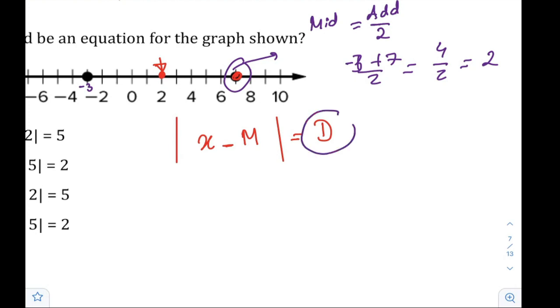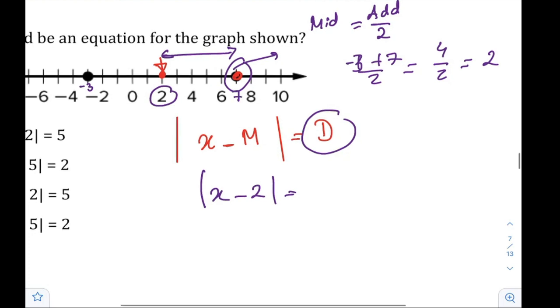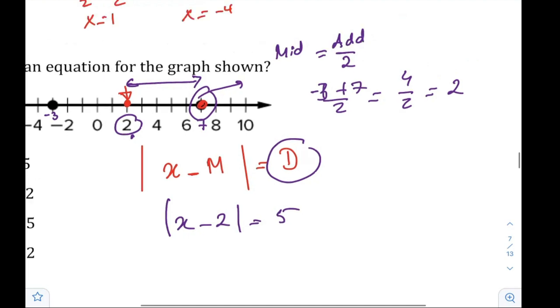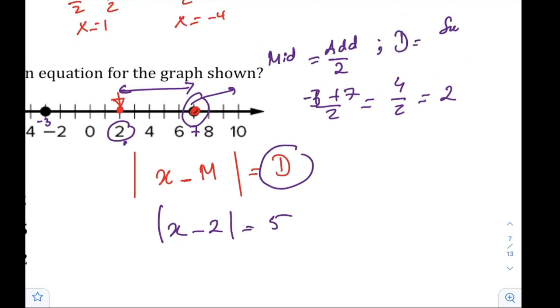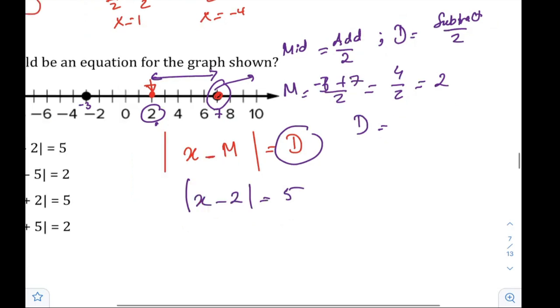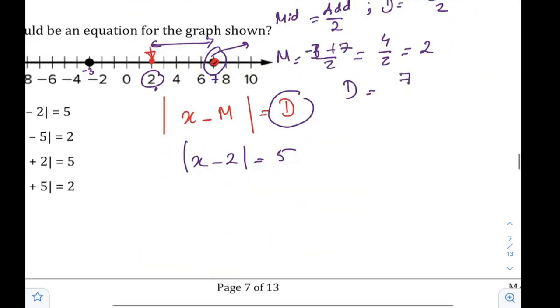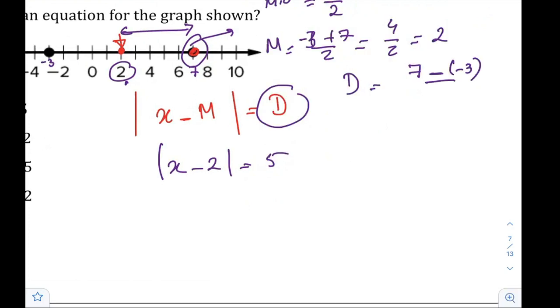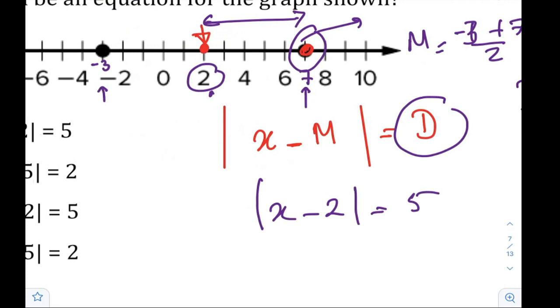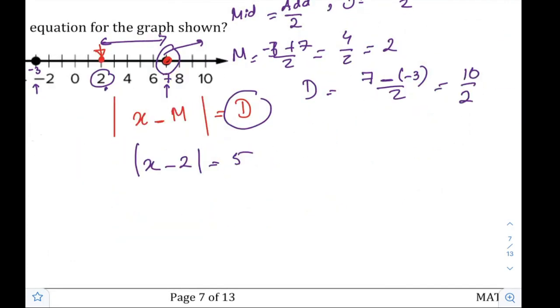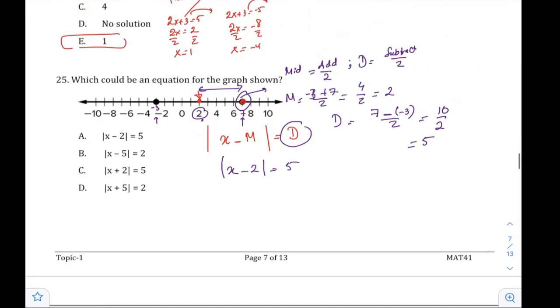What about now this part? So this will be x minus 2. The distance from the midpoint to one of the endpoints, the distance between the midpoint we found, which is 2, and the 7. How much is it? It is 5 definitely. Can we find it algebraically? If the distances are far apart, we won't sit and count. So what will you do? Instead of adding, you will subtract. So the distance is subtract and divide by 2. The first point is 7, minus the second solution -3, and divide by 2. So 7 minus -3 is 10, divided by 2, which is 5. And this is the solution.